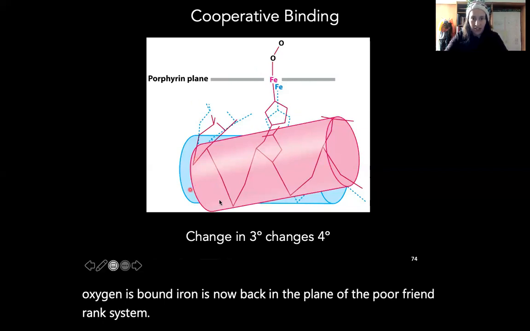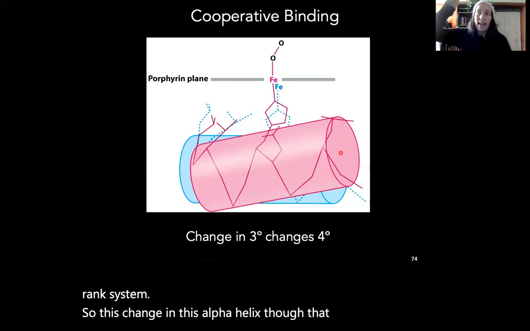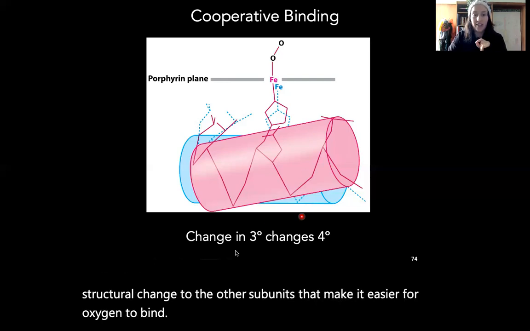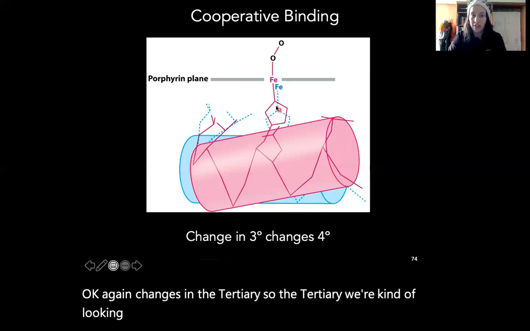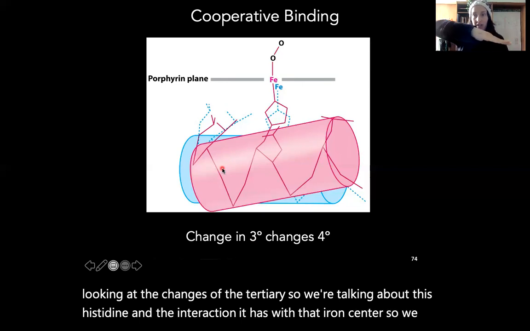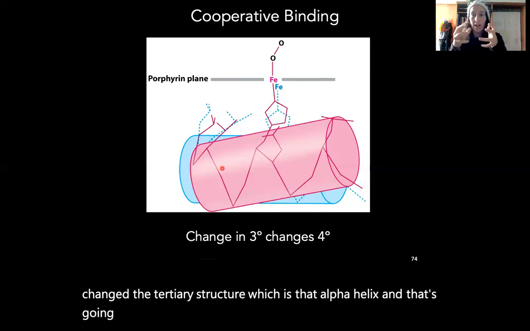So this shift in this alpha helix creates a structural change to the other subunits that makes it easier for oxygen to bind. Again, changes in the tertiary. So we're looking at the changes of the tertiary, talking about this histidine and the interaction it has with that iron center. Okay, so we change the tertiary structure, which is that alpha helix, and that's going to change the quaternary structure.